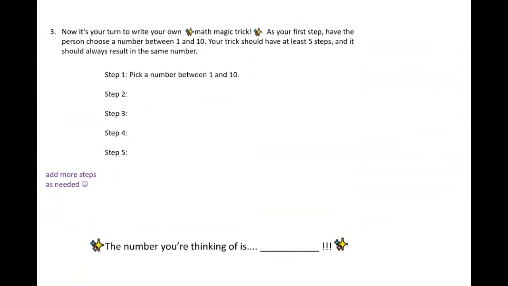All right, so we've seen a couple of examples now of these math magic tricks. And now it's your turn to write your own math magic trick. So for your first step, you'll want them to pick a number between 1 and 10. And then your trick should have at least 5 steps. And then you always want it to result in the same number. Can you think of some steps that will result in the same number? Pause the video, try to come up with some. Play around with it. See if you can figure something out.